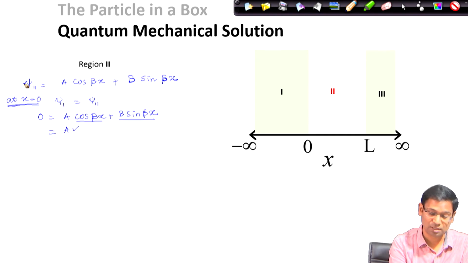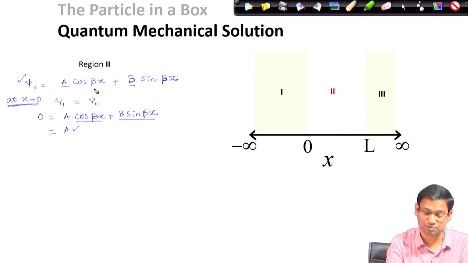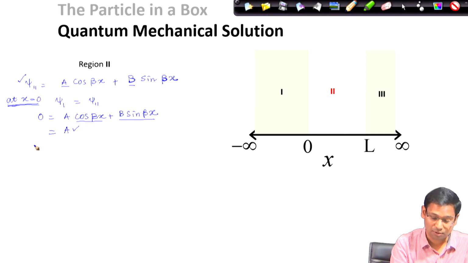So, the solution that I got in the region 2 has A and B as the two coefficients for the cosine function and sine function. I see that the boundary condition requires that the coefficient for the cosine function must vanish. So, therefore, the wave function that I am left with is simply B sine beta x.